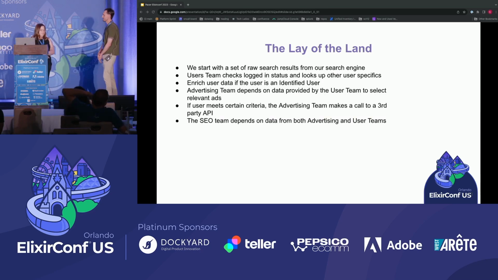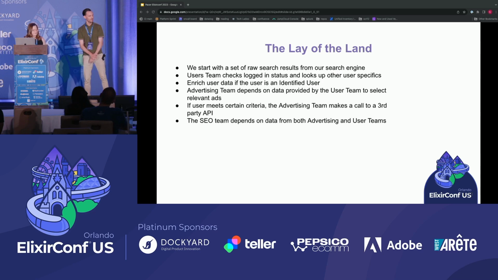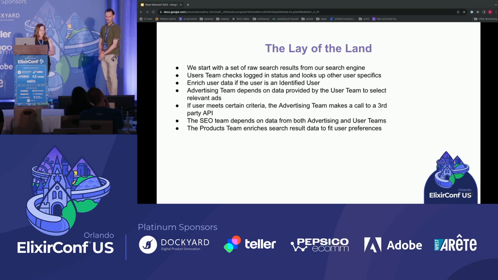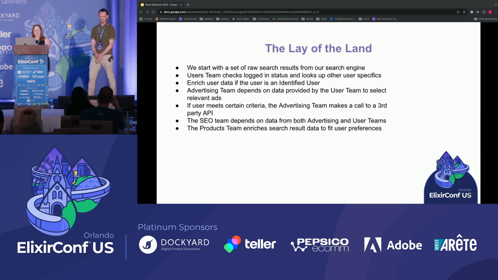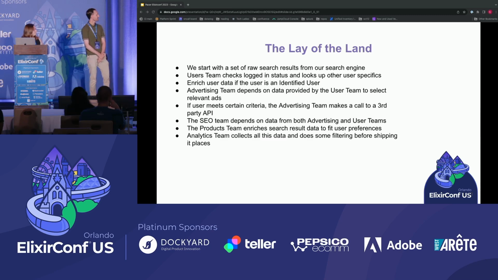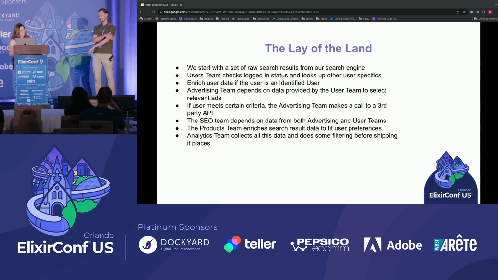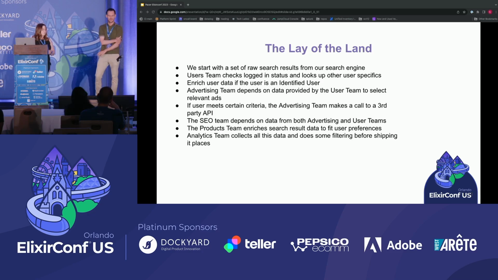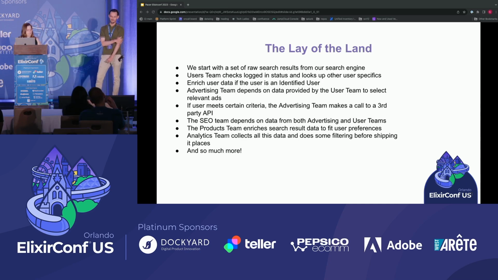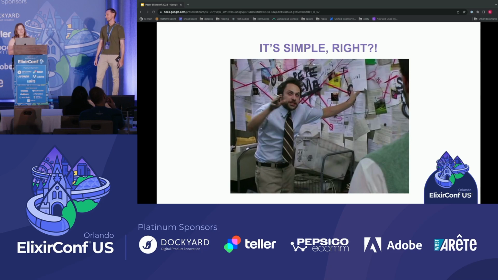And then we have an SEO team, because we've got to make Google happy, and they depend on all this data from the advertising and user teams and a bunch of different conditionals and stuff. Don't worry about it, it'll be fine. Oh, and there's also a products team. They also want to enrich the data for different users, give them specific results. And then there's an analytics team, finally, and they just do filtering. They mess with the data a lot, and then sometimes they ship it over here, sometimes they ship it over there. That's not important. Don't worry about that. You'll figure it out. And there's a lot more, but you'll catch on. It's so simple, right? It's fine. We definitely don't look like that.